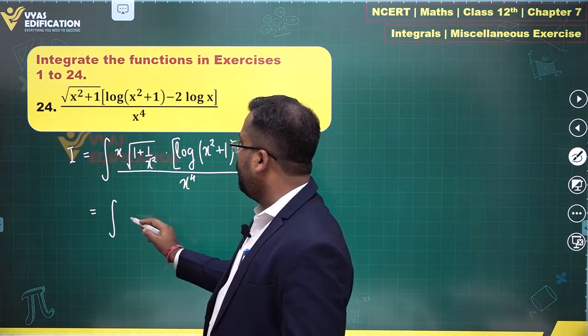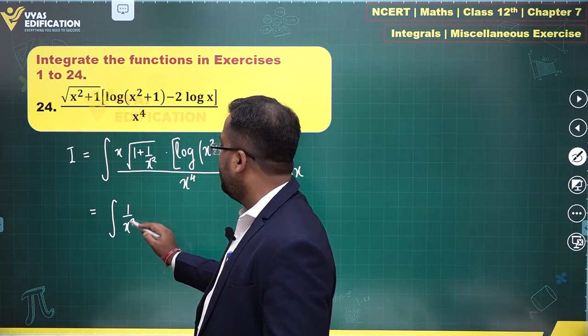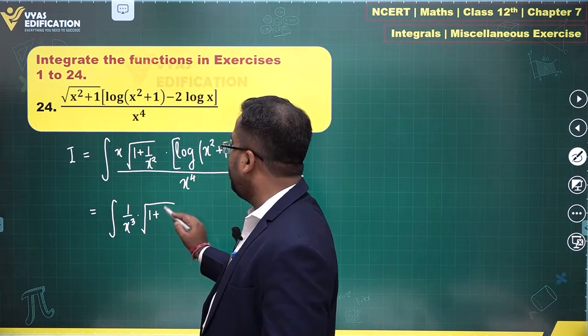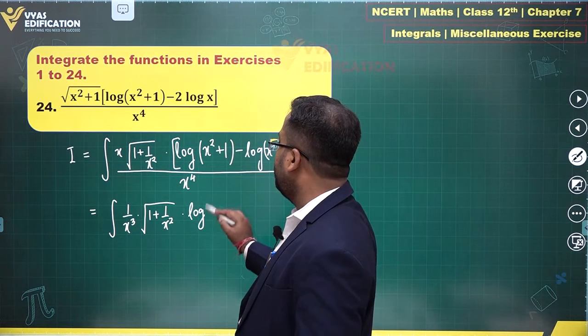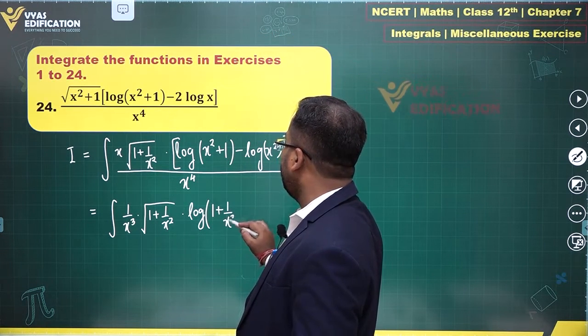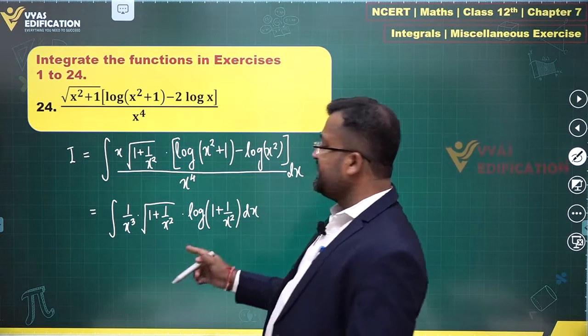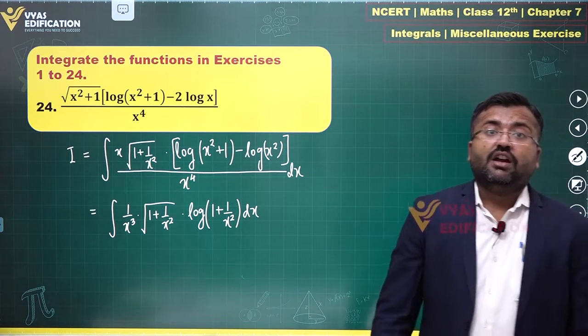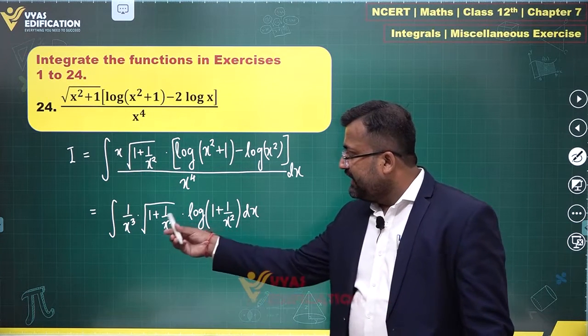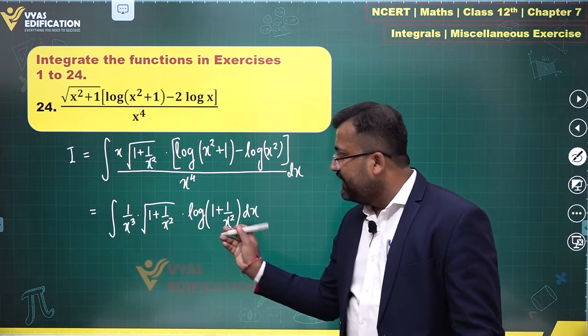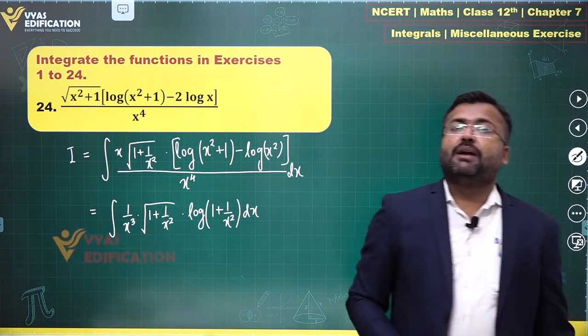1 upon x power 4 will be 1 upon x power 3 under root of 1 plus 1 upon x square times log of 1 plus 1 upon x square dx. This is what we see over here. Now I can substitute that 1 plus 1 upon x square as t. This becomes log t, this becomes root t, and derivative is with this t. And after that I'll apply by parts.